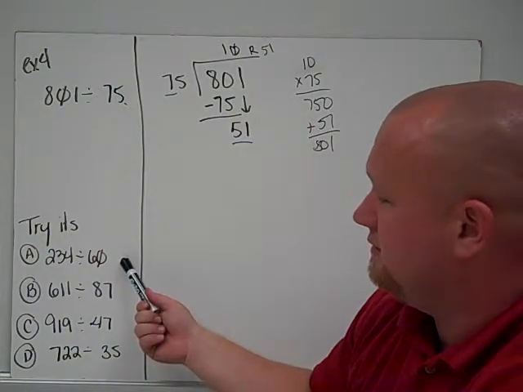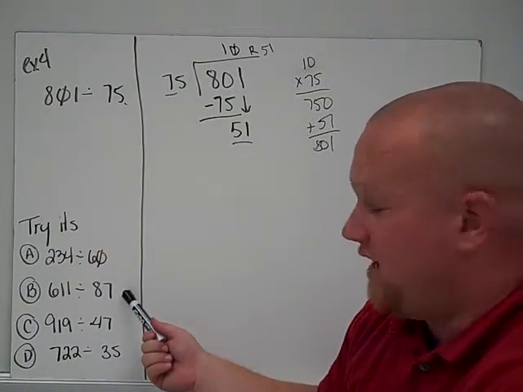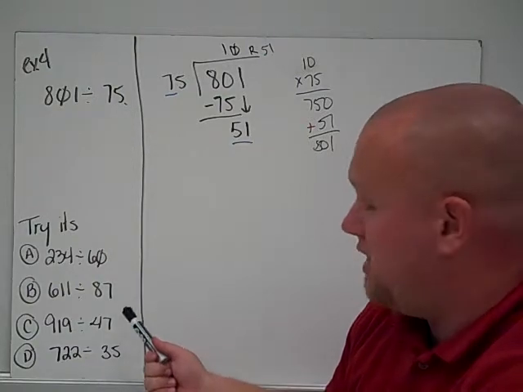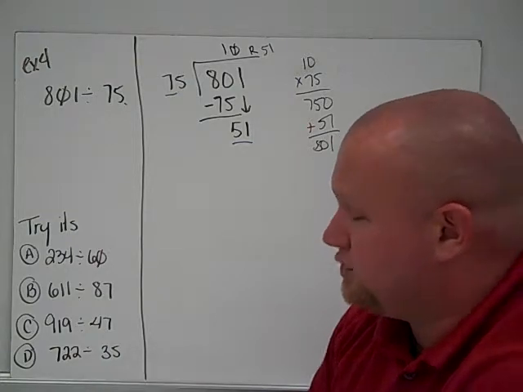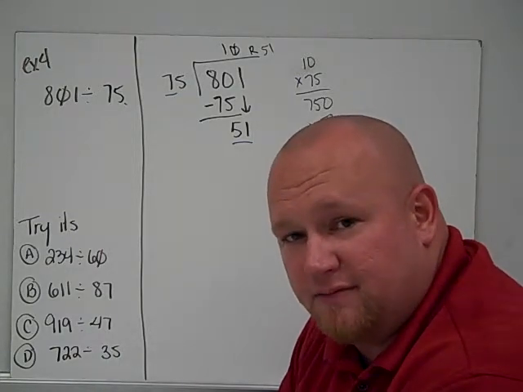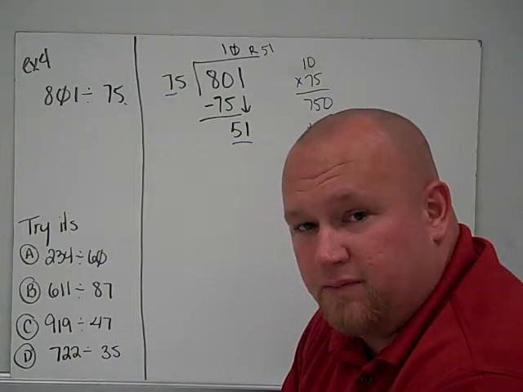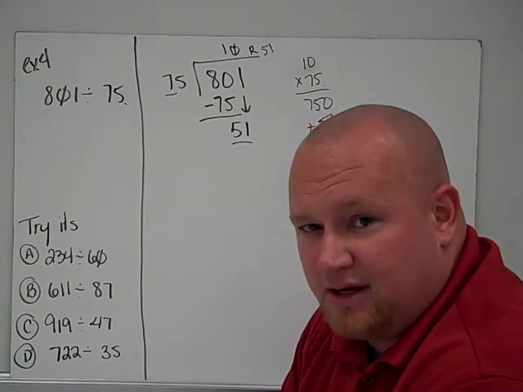234 divided by 60. 611 divided by 87, 919 divided by 47, and 722 divided by 35. We'll check them tomorrow. Even if you get stuck, try something. That's what's important.